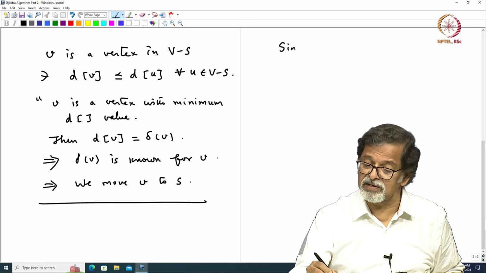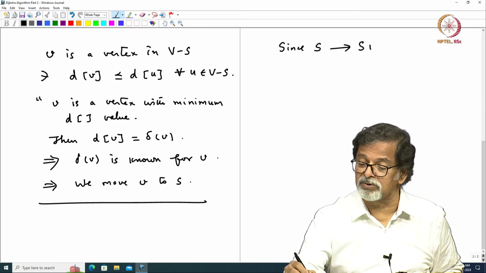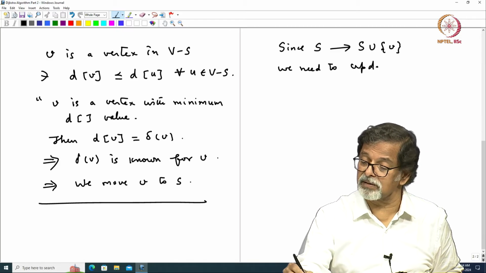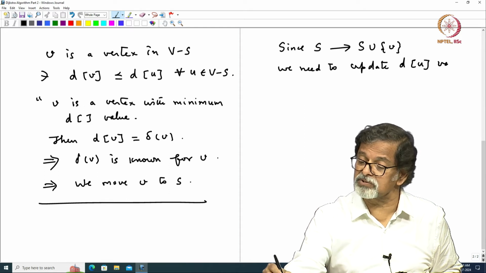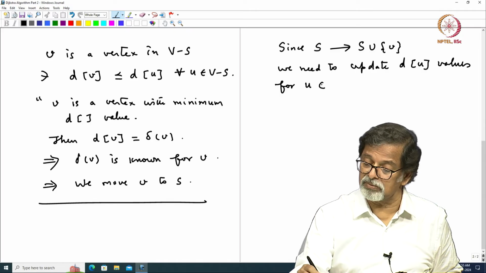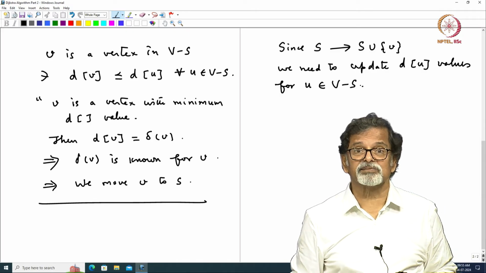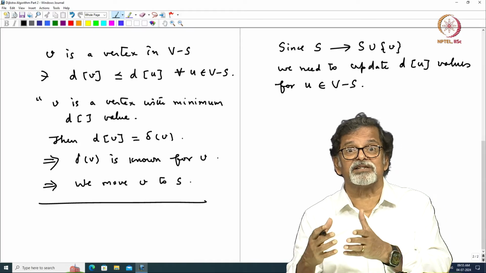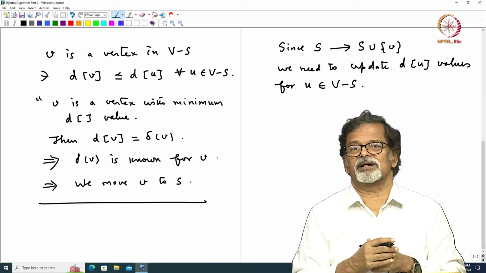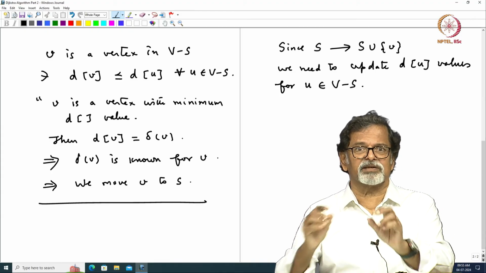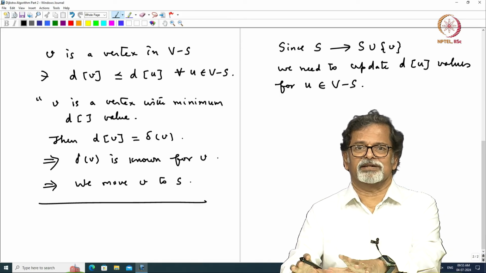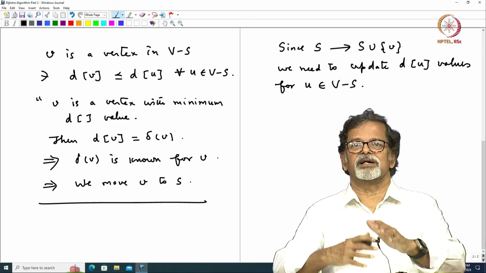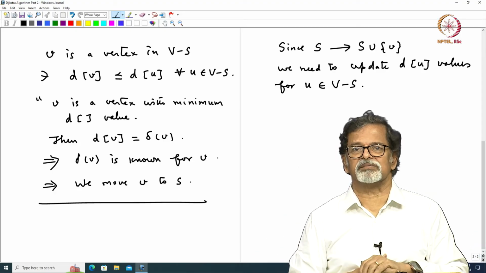Since S has been updated to S union V, you have moved V. We need to update du values for u in V minus S. The following observation is helpful in identifying for what vertices we have to do the updating and how we do the updating. It is a very common sense and simple observation. Once this is done, we are done with the details of the algorithm. We will put all the things together and then the final version of the algorithm can be drafted.